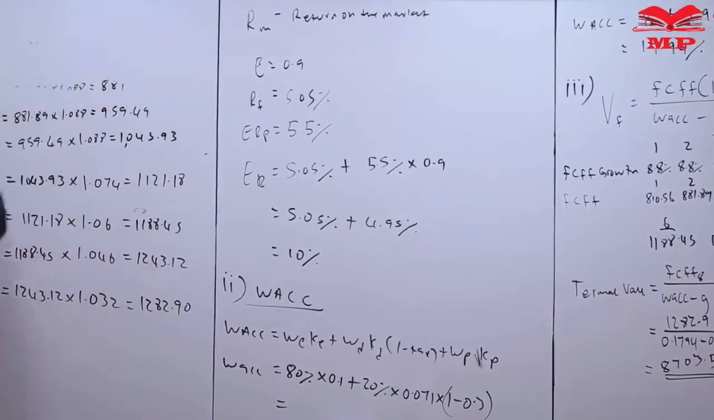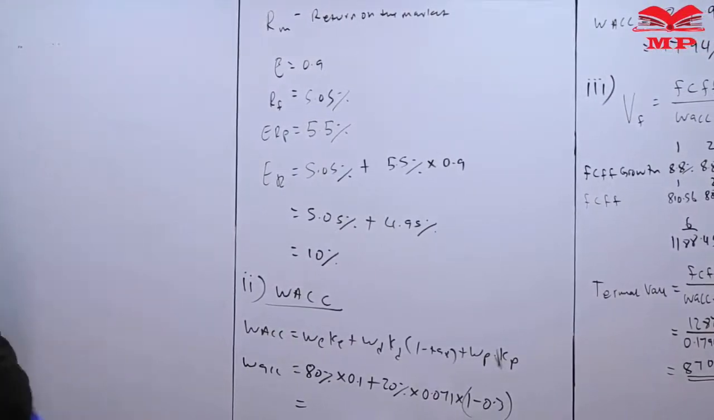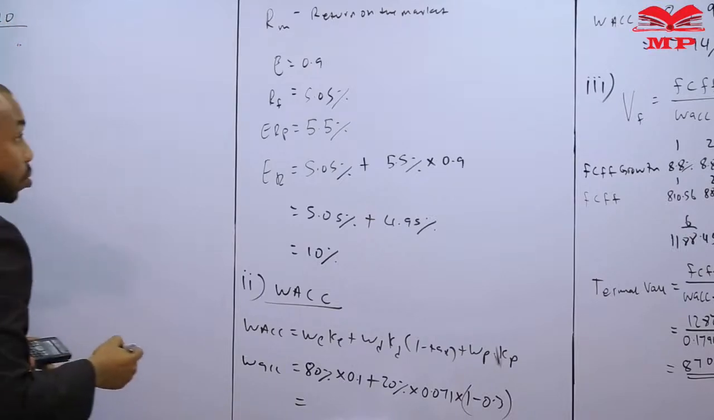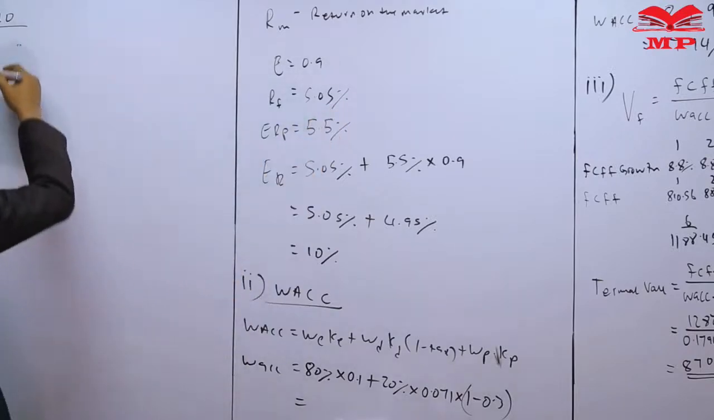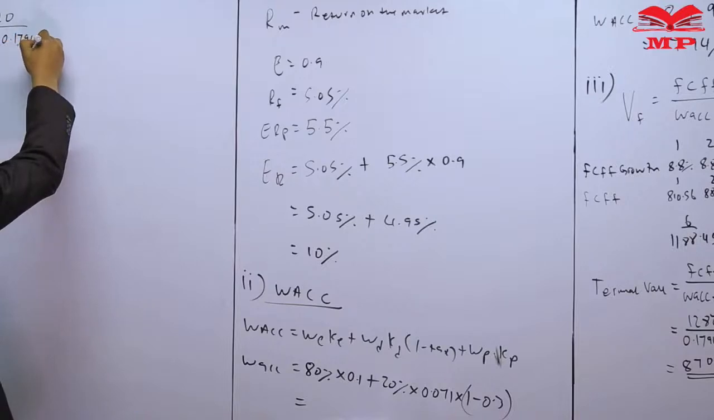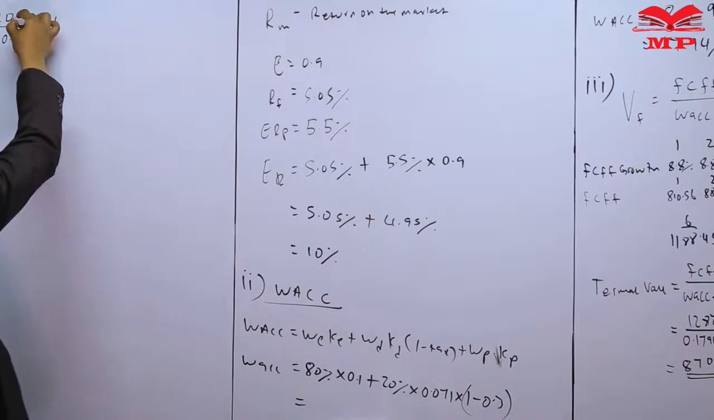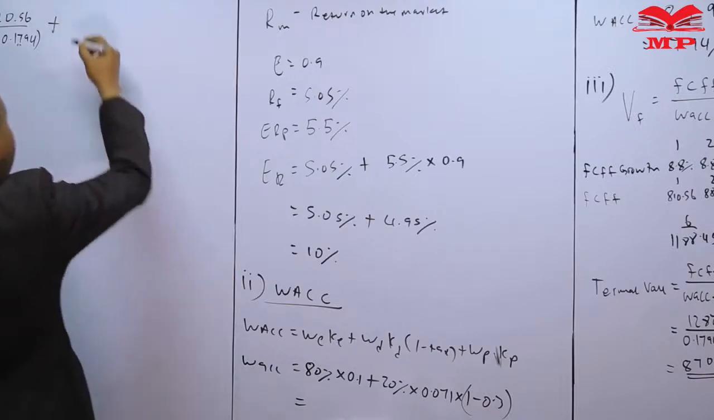Since we have the FCFF, so 810, for the value of the firm, we have 810 over 1 plus the weighted average cost of capital, WACC. That is what we're discounting it with. The WACC is 17.94%, 0.1794, plus, that was 810.56 to be precise. Then we have 881.89.